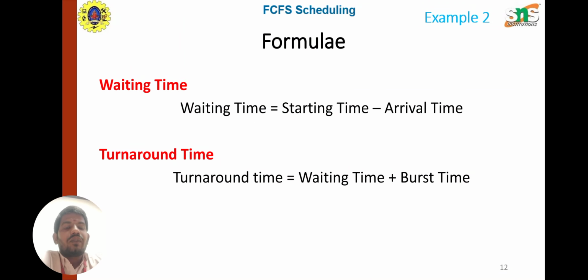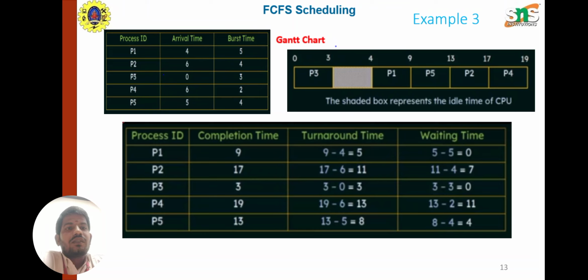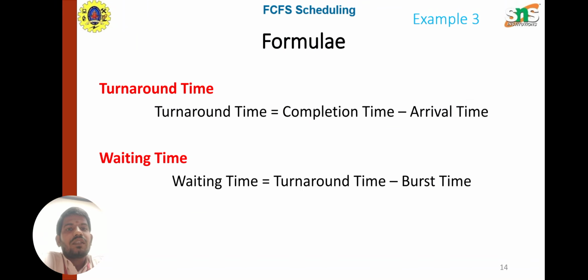The waiting time formula is waiting time equals start time minus arrival time. Turnaround time equals waiting time plus burst time. This is first come first serve scheduling, and here is another example of first come first serve scheduling with 5 processes.